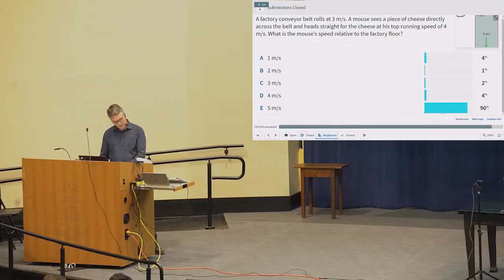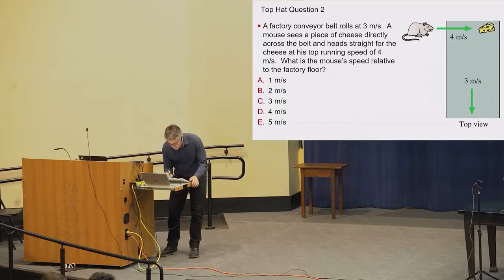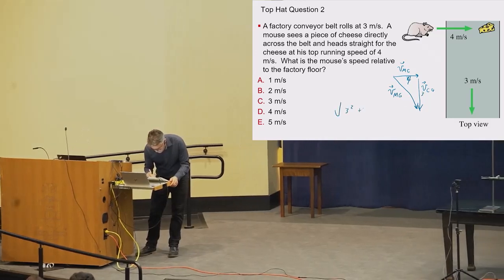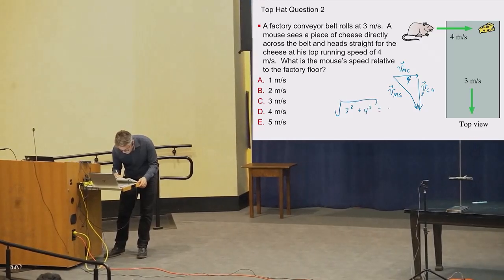Yeah, so that looks pretty good. Basically you've got the 4 plus the 3. This is the velocity of the mouse relative to the conveyor belt, plus the velocity of the conveyor belt relative to the ground. It's going to give the velocity of the mouse relative to the ground. So it ends up being a 3, 4, 5 triangle. This is the square root of 3 squared plus 4 squared, which is equal to 5.